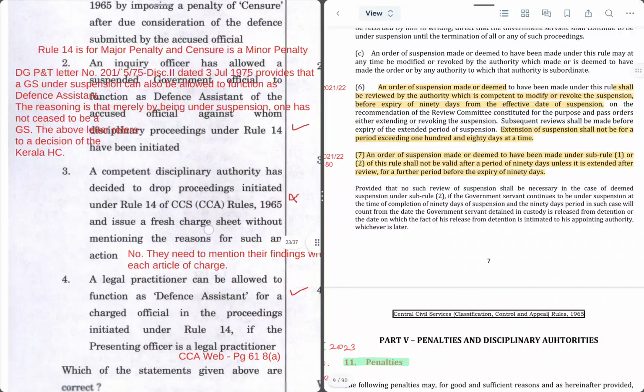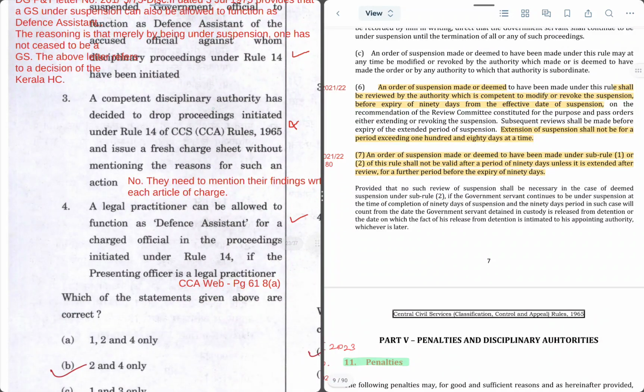So in statement 3, let's see what is written. A competent disciplinary authority has decided to drop proceedings initiated under Rule 14 and issue a fresh charge sheet without mentioning the reasons for such an action. So this is actually common sense.